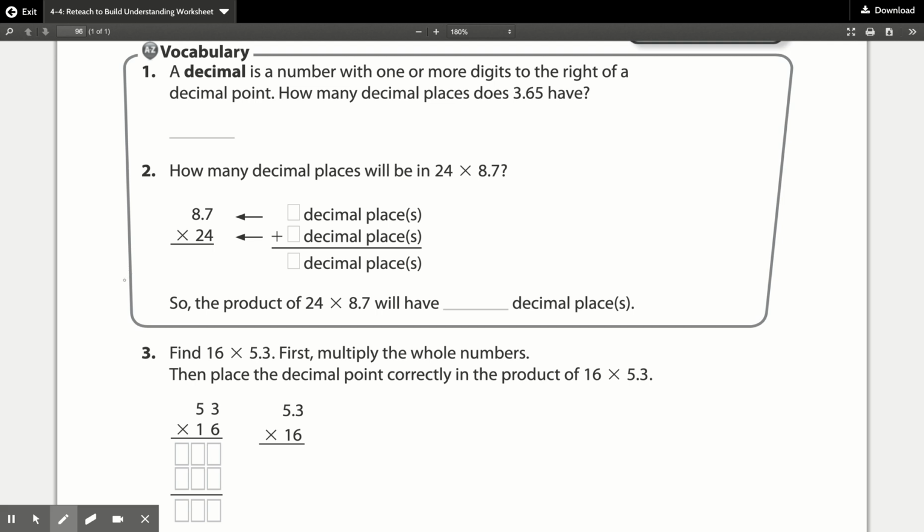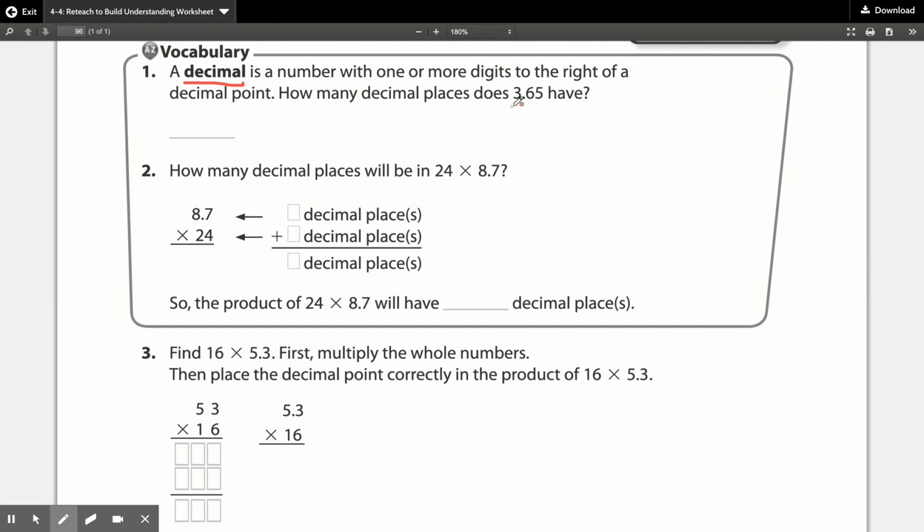Hey guys, today we are working on multiplying decimals by whole numbers. So when we are multiplying whole numbers and decimals, there is not a lot of difference between that and multiplying two whole numbers. The biggest thing here is understanding what a decimal is: a number with one or more digits to the right of a decimal point.